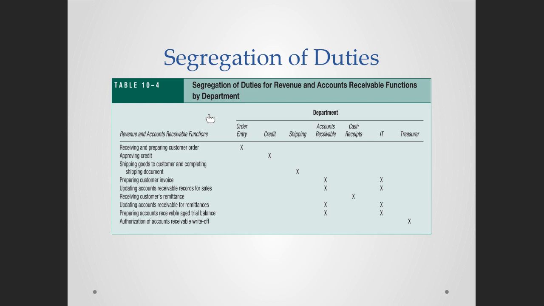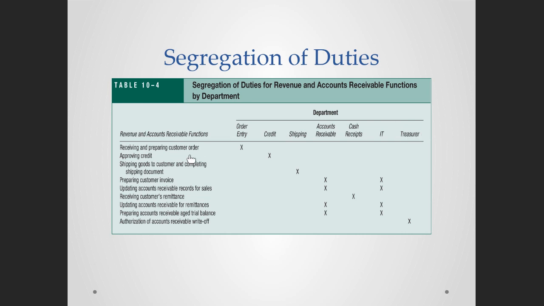So let's go through now. You have to remember and you have to understand. Just understanding the logic is not good enough. You have to remember how the duties are segregated. So let's start. The first is receiving and preparing of orders. From top to bottom, all the functions that we discussed are listed, and from left to right, the departments that do these activities are listed.